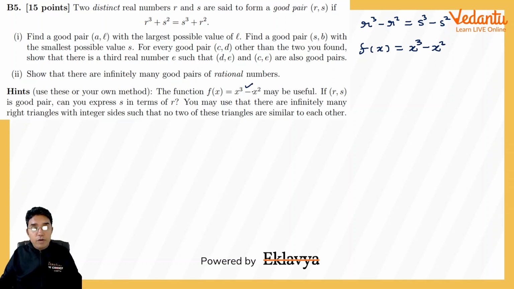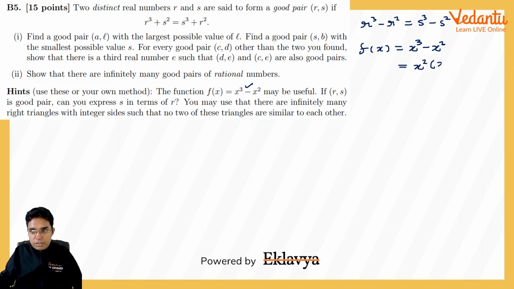So we have to find whether we can find a portion of the domain of this f of x where it is many-one, and two different values of x can give you the same value of the function. So these different values of x will be forming a good pair. Okay. Now to understand this function, let us see how this is behaving.